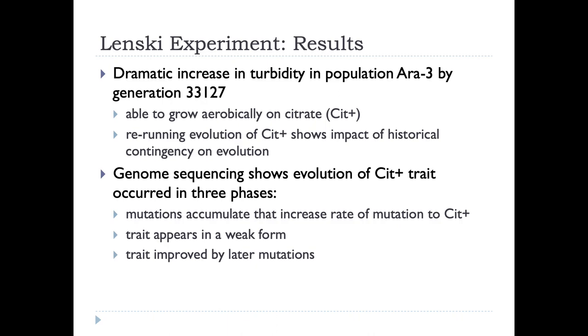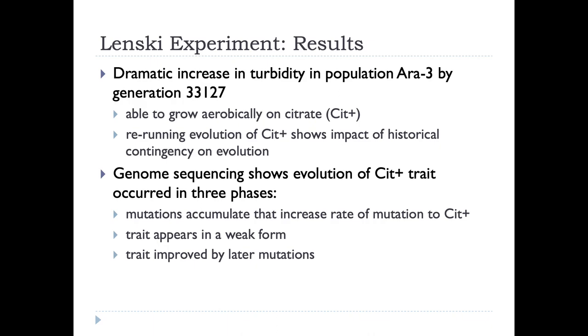Now, the point he made in that little video I showed, one of the big takeaway messages, was the development of a new function, the ability to grow aerobically on citrate. Normally the E. coli can't grow on citrate, particularly the ancestral strain couldn't. But they found a dramatic increase in turbidity in one particular population by generation 33,127. And when they looked at that, they realized that the reason it was growing so much more efficiently and to a greater optical density was because it had acquired this ability to grow on citrate.